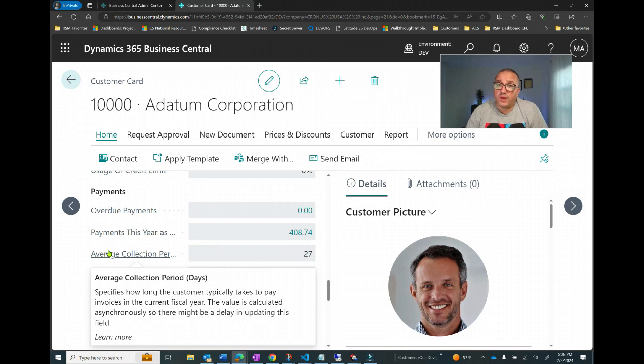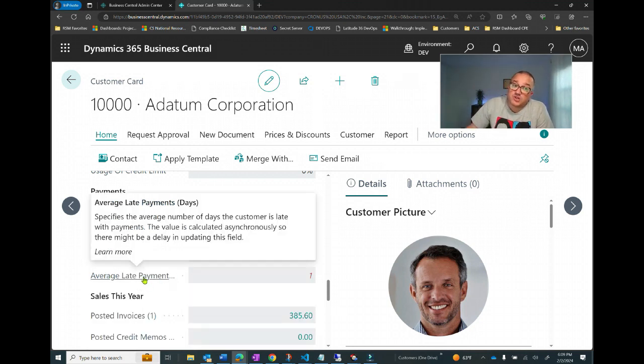Then we have another invoice on March 1st and the due date is April 1st, and the payment is maybe April 2nd. That means it took the customer 31 days to pay the second invoice, plus 5 days for the first invoice. That's 36 altogether for 2 invoices. Therefore, on average, the customer spends 18 days to pay his invoices. So that's what is reported in this field, average collection period.